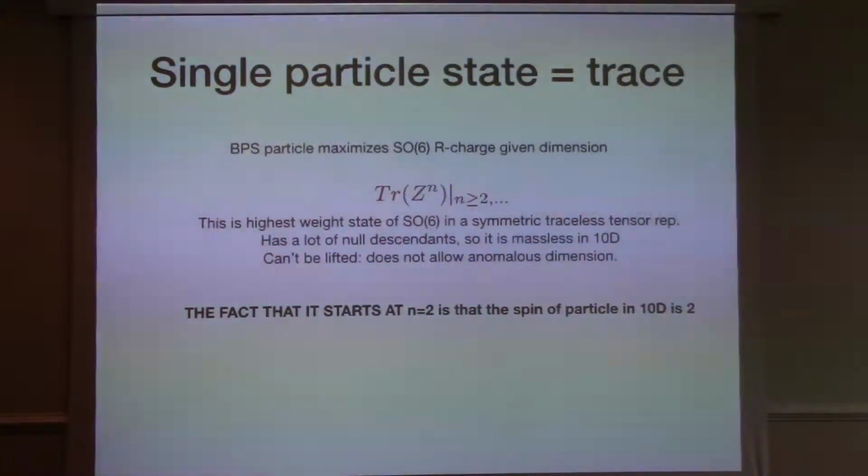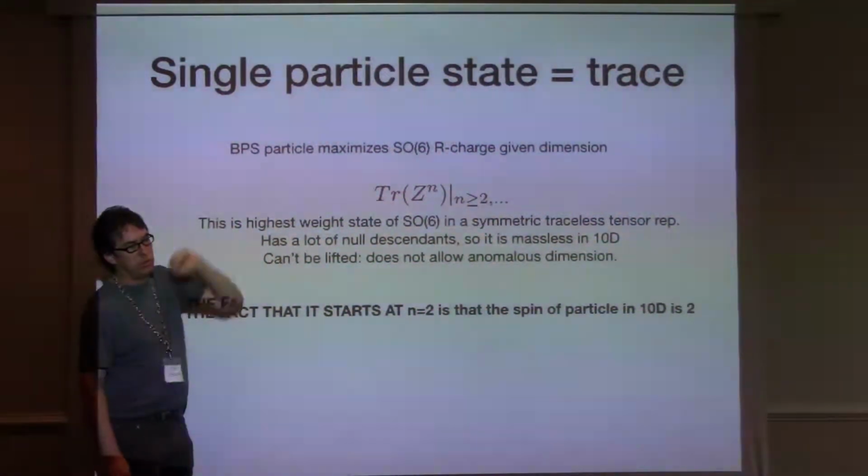A single particle state needs to be a single trace. This is the large N understanding, factorization, that says that if you're doing things at large N, there should be large N factorization, and then single traces correspond to essentially free particles. And then that's what we do.